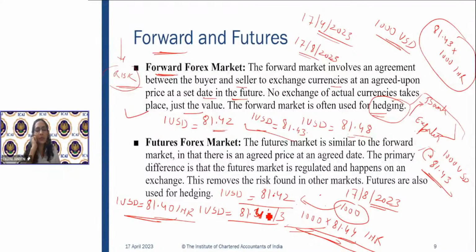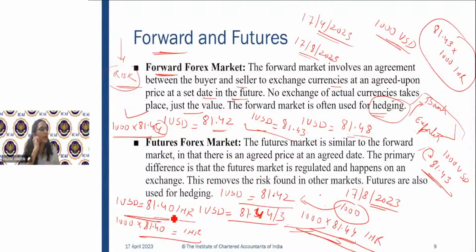Now, if you as an exporter go for getting $1,000 in the month of August and you go at the spot rate conversion, what will you get at the spot rate? 1,000 into 81.40 INR. But if you enter into the forward rate, how much will you get? You will get 1,000 into 81.44. How much are you getting additional? You're getting 0.4 additional per dollar. This is known as forward exchange rate.